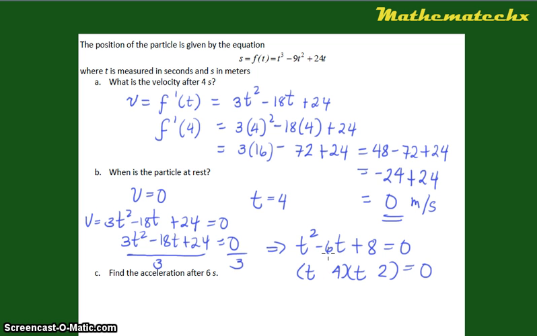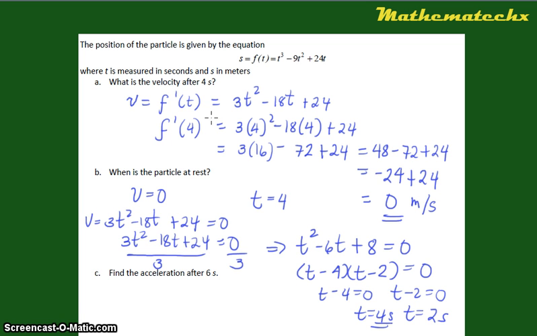But since I need a negative 6, both of them should be negative. And this simply means if this times this is equal to 0, either the first one is 0 or the second one is 0. And this will give you t equals 4 and t equals 2 seconds. Now the 4 seconds should be one of the answers because we already found in the first problem that the velocity will be 0 at 4.